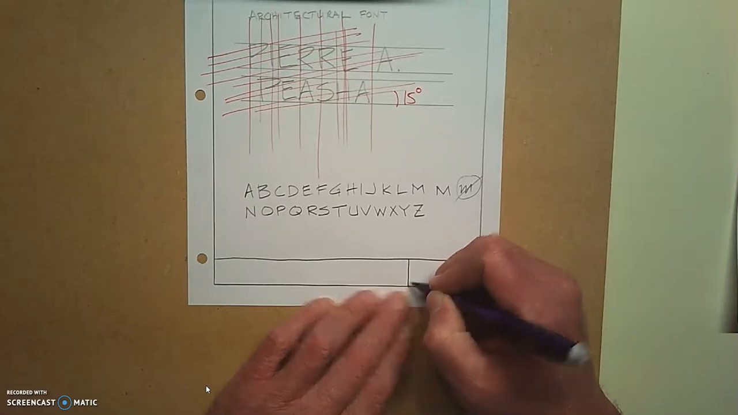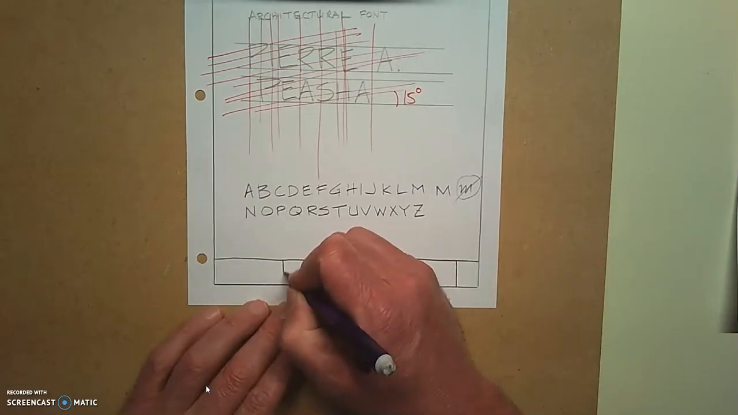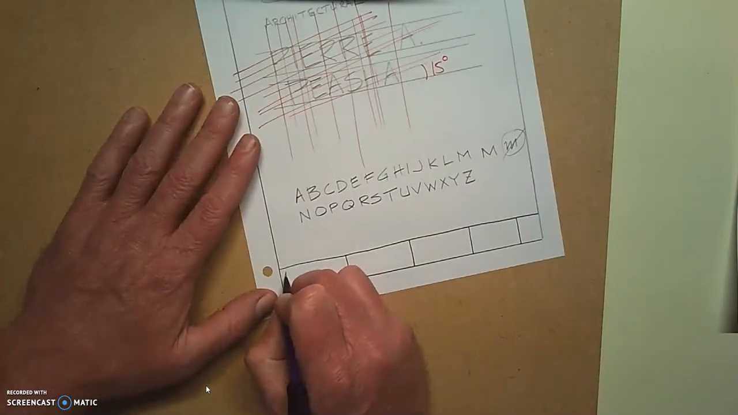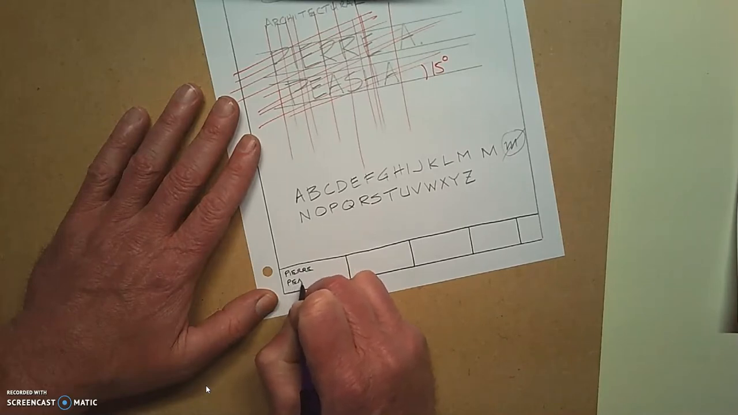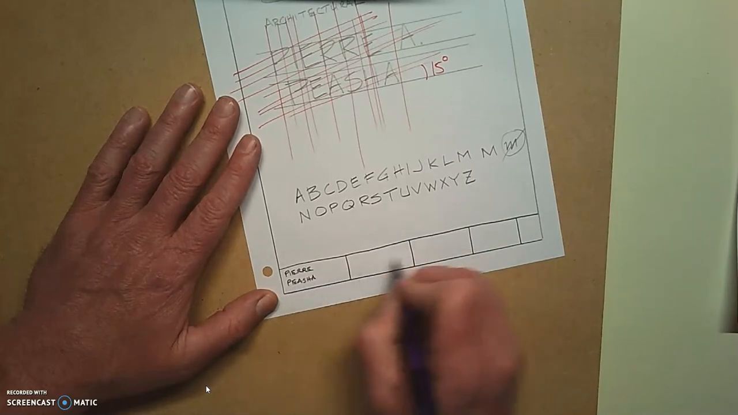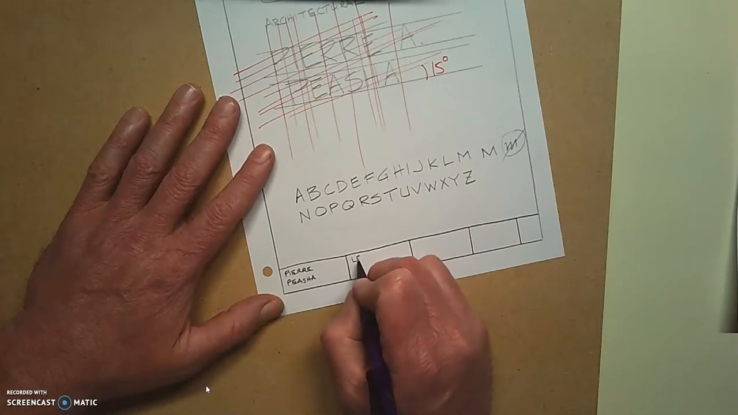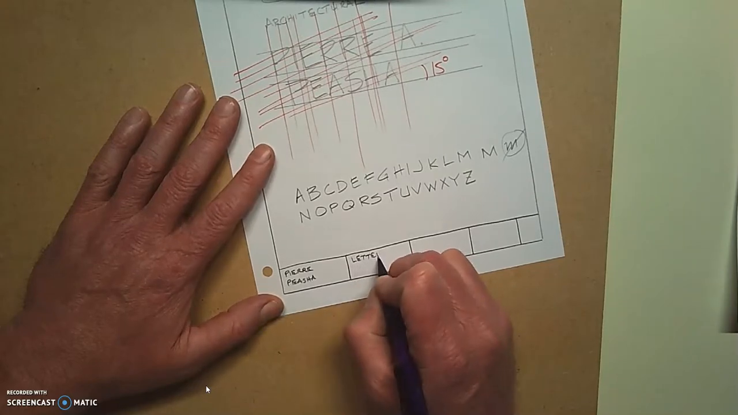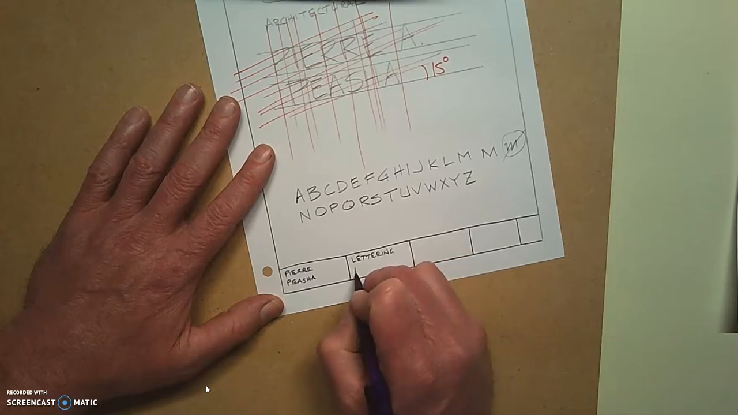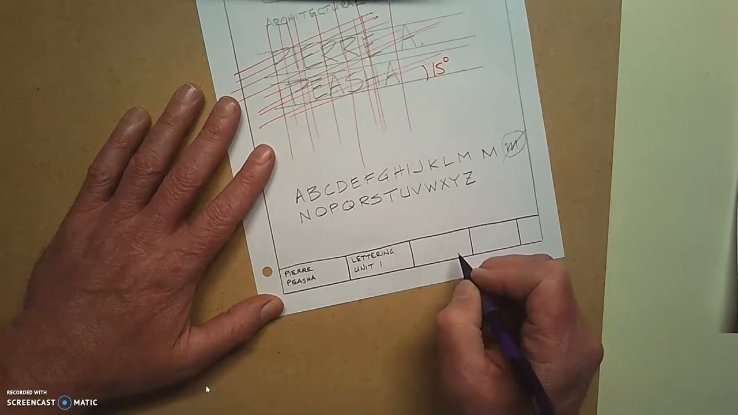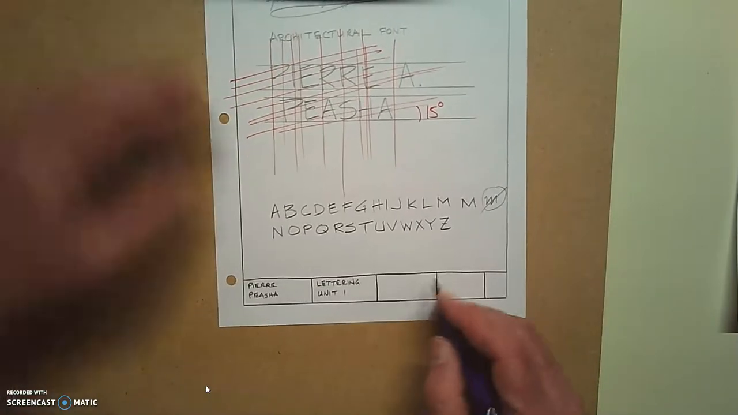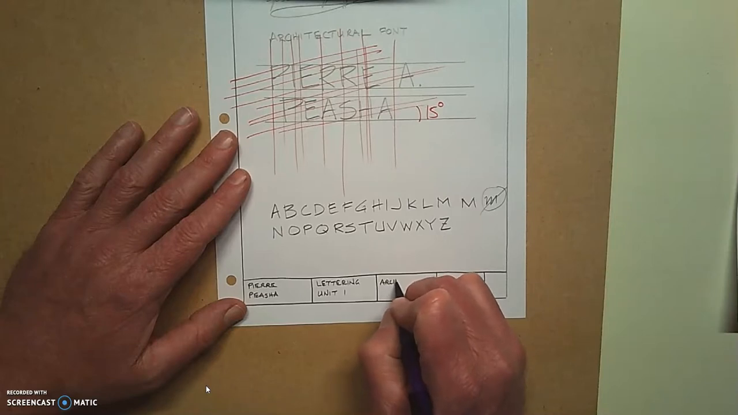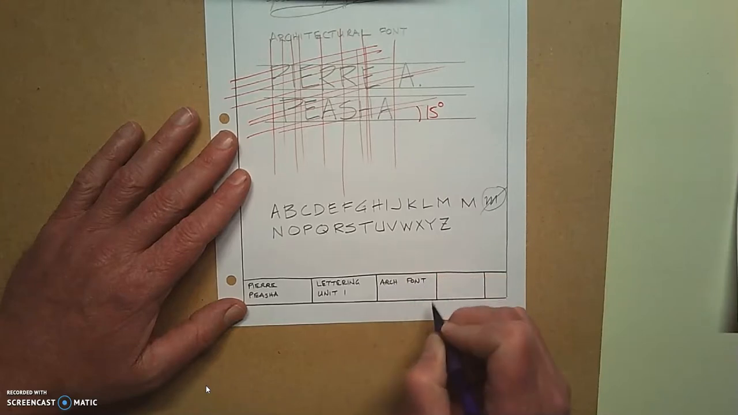So I'm going to draw the dimensions here, or pardon me, the boxes in here. This is for my name. Put your name in here. The title of the unit is called lettering. And it's still Unit 1. Okay. Now, I would like to write in the word architectural font, but it's not going to fit. So I'm going to put arc font. That's our page title.